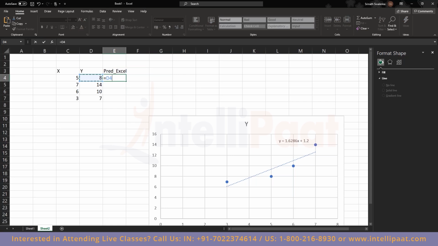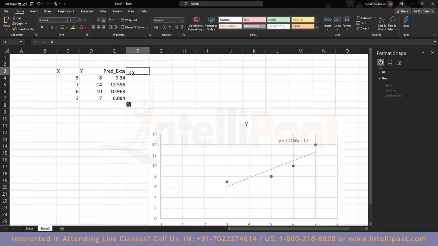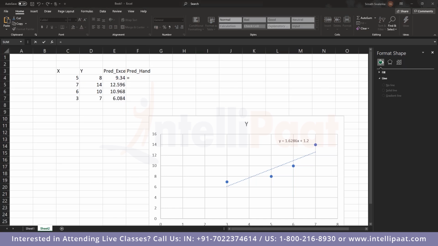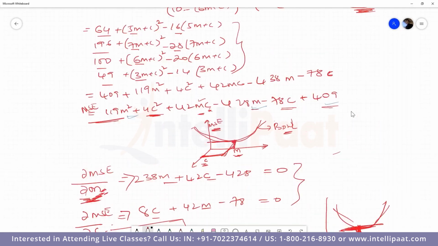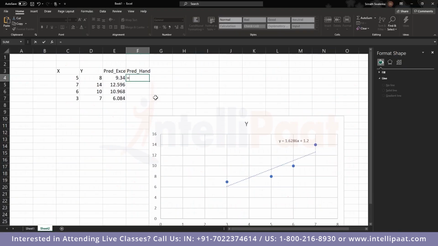So y is equal to mx plus c, which is 1.628 multiplied by x, plus 1.2. These are Excel's predictions, and then the prediction when we solved it by hand is simply nothing but, what are the values? It's 1.057 plus 4.2.